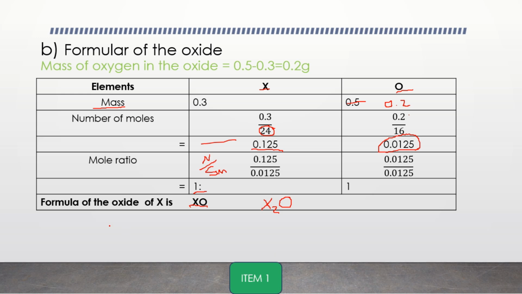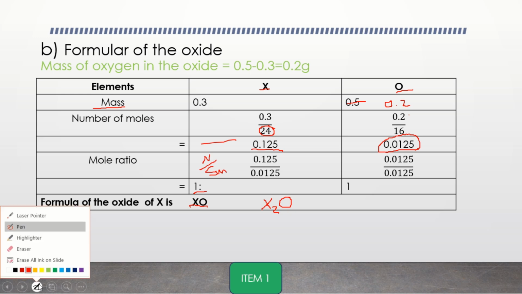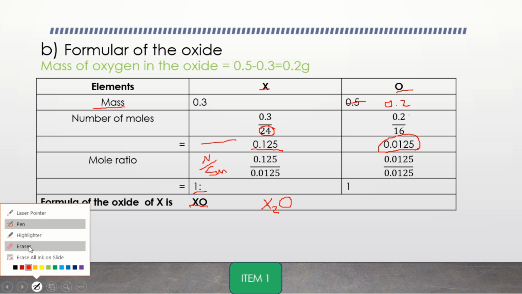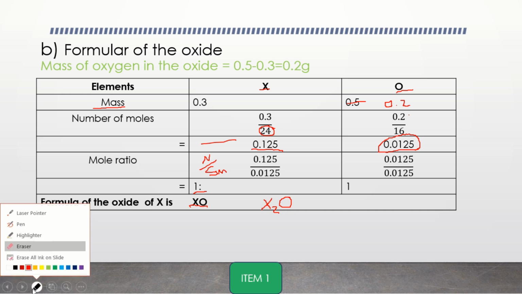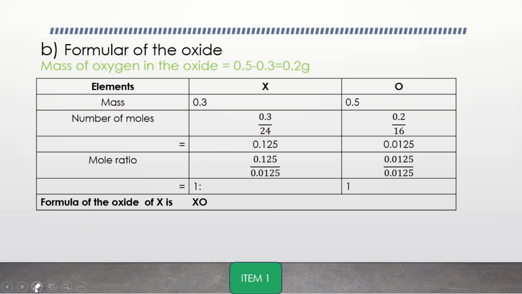I said we shall stop on that. This one we call the empirical formula because they never gave us the relative formula mass of the solid product. We would go further and calculate the molecular formula, but this one is what we call the empirical formula, and we have to stop on that one. Therefore, let's go to the next part.